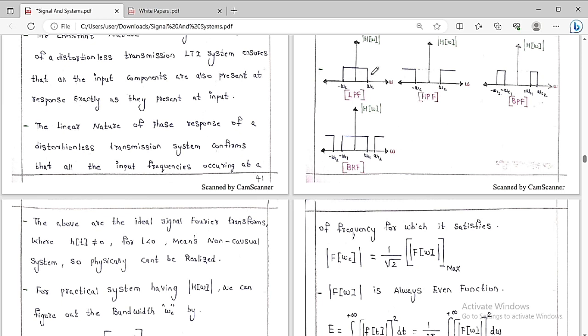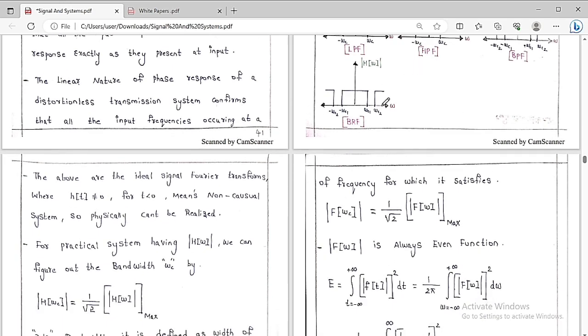I already told you this is the band. You can see here this is a rectangular pulse. So we can take here A. If you try to figure out h of t, for all these things h of t is not equal to 0 for t less than 0. So it is a non-causal system, meaning the output is going to depend upon the future values of input. Non-causal systems we can't physically realize. Only the causal systems we can physically build, but not the non-causal systems. This is a non-causal system, so physically it can't be realized because these are the ideal graphs.